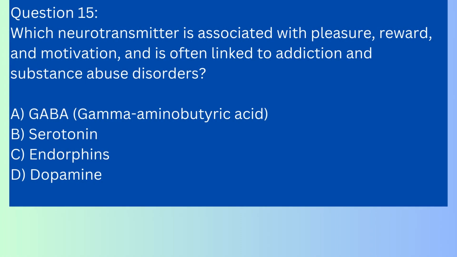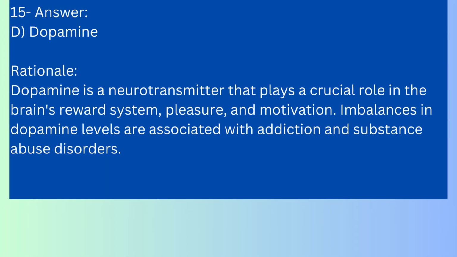Question 15. Which neurotransmitter is associated with pleasure, reward, and motivation, and is often linked to addiction and substance abuse disorders? A. GABA, gamma-aminobutyric acid. B. Serotonin. C. Endorphins. D. Dopamine. Answer. D. Dopamine. Rationale. Dopamine is a neurotransmitter that plays a crucial role in the brain's reward system, pleasure, and motivation. Imbalances in dopamine levels are associated with addiction and substance abuse disorders.